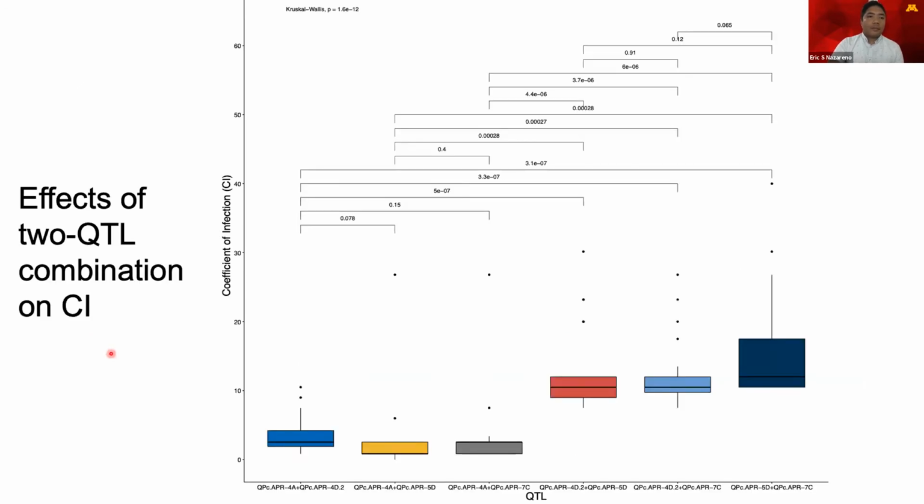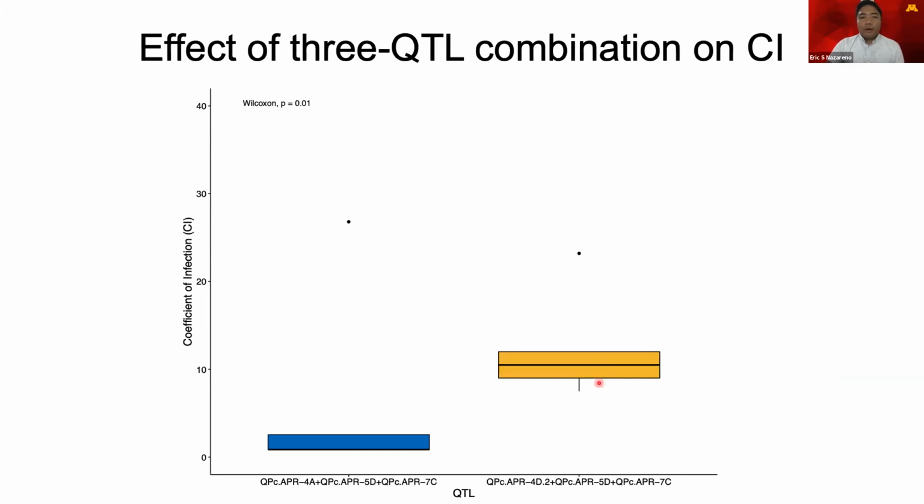For 2 QTL combinations, the same is true. Whatever you pair with QPC APR4A, it will be significantly lower compared to any other QTL combination. And the same for 3 QTL combination. That's the maximum that we have obtained from set 1 of progeny. Anything with 4A will be significantly lower.